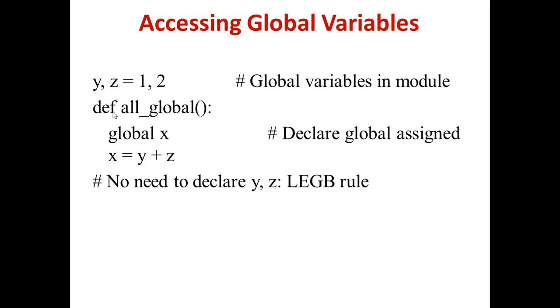So there's no need to declare y and z as global, because I already declared x as global inside my function, so automatically they will be assigned to the global variable. No need to declare y and z, due to that LEGB rule.